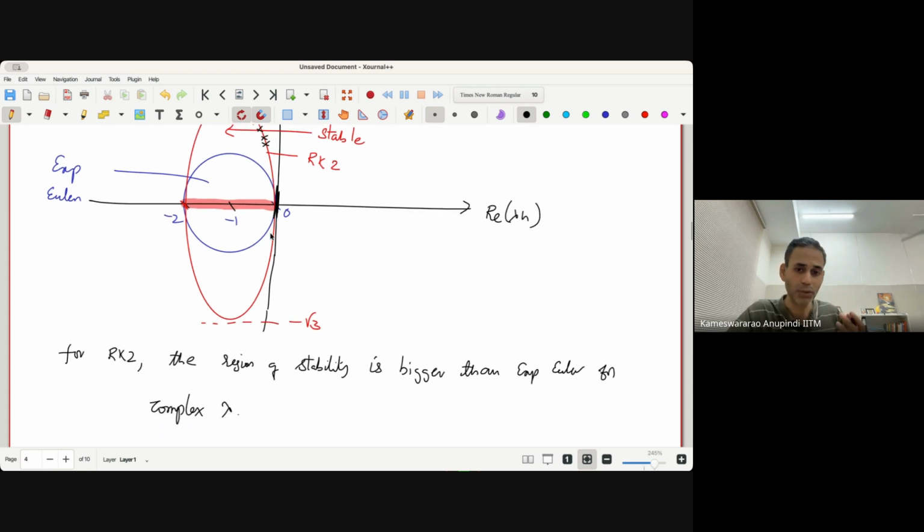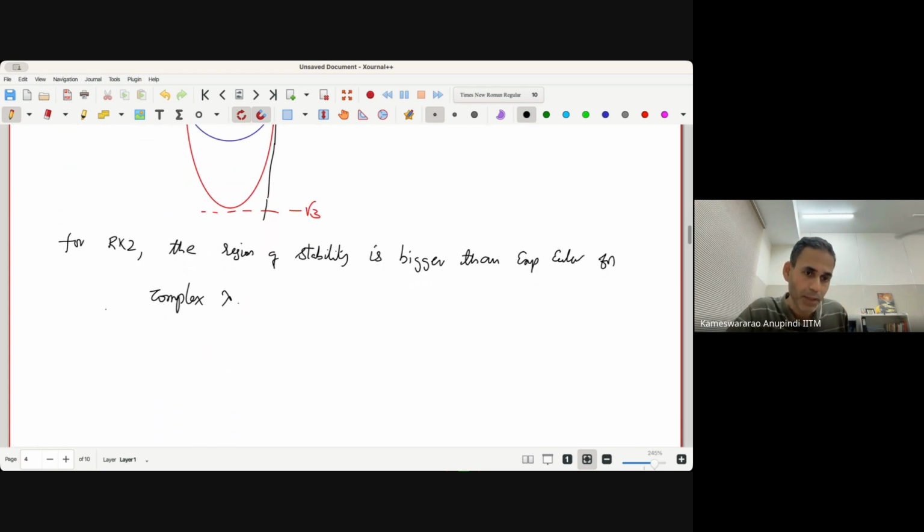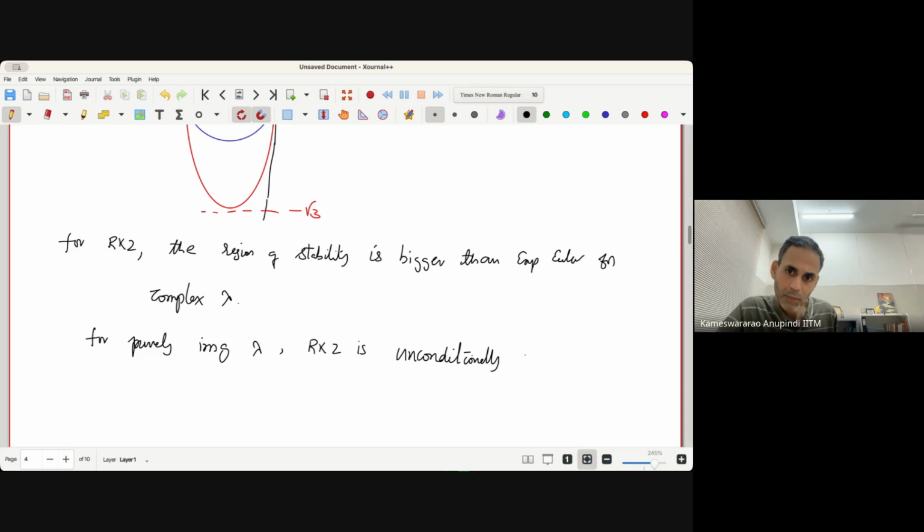equal to 0. Okay, that means for purely imaginary lambda, RK2 is unstable. Okay, or unconditionally unstable. We can say that this is unconditionally unstable. Okay, just like the explicit Euler method.